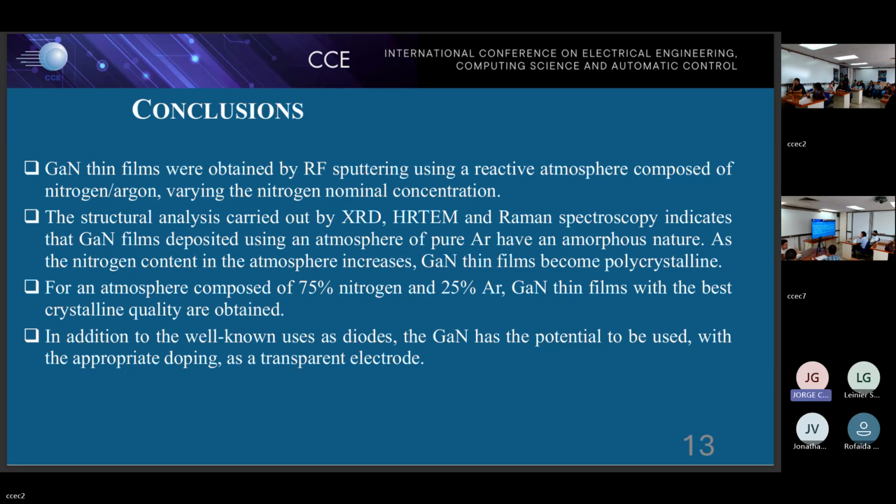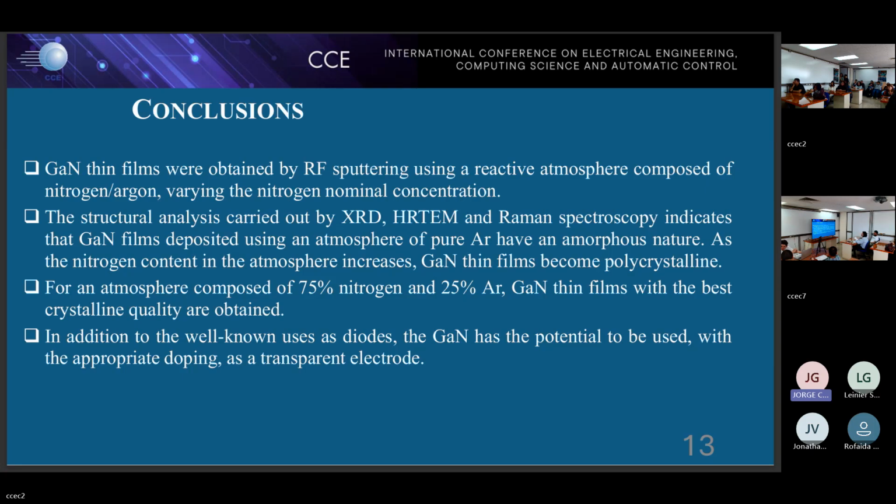X-ray diffraction and high-resolution TEM and Raman measurements indicate that films with pure argon were amorphous and improved with the addition of nitrogen. The films with the best structural properties were obtained with 75% nitrogen flux, and the films obtained have the potential to manufacture some devices.